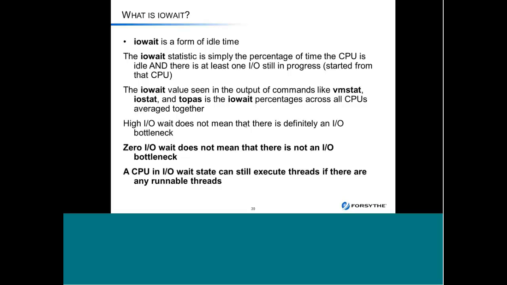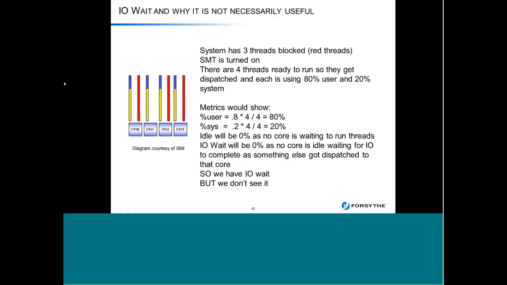So to give you an example, because it's much easier to look at a picture, if we look at this picture, this system shows 0% IO wait. These 3 red threads are blocked, but I have 4 threads executing. So every CPU is doing work. Nobody is waiting on IO as far as the CPUs are concerned, but we have 3 IOs outstanding. So this would show as 0% IO wait.